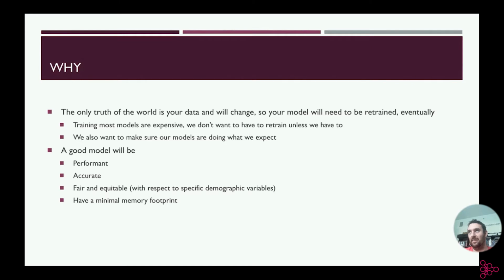Now, that's all fine and good, but it still assumes that you don't have model drift. So we need a process that's going to avoid this issue with model drift and the labeling process. So anyway, all right. I digress. So in general, it's important to define what a good model is. It's something that's performant, accurate, fair and equitable with respect to specific demographic variables and other protected variables. Demography is certainly an important thing, but fairness, I think, actually has a pretty large set of things. Anyway, and then it has a minimal memory footprint. All of these things are really important.